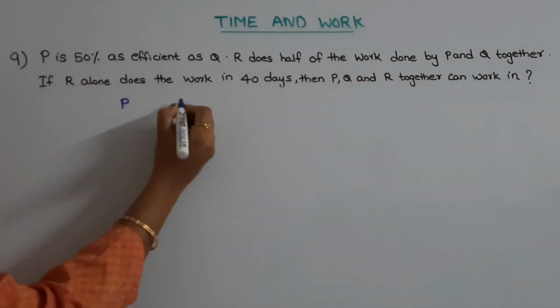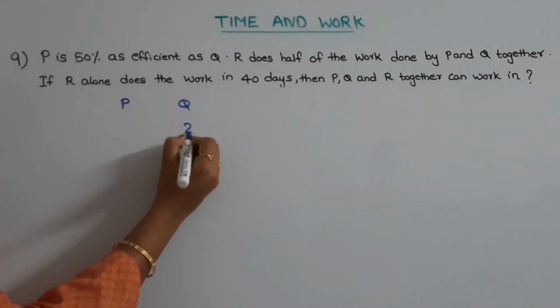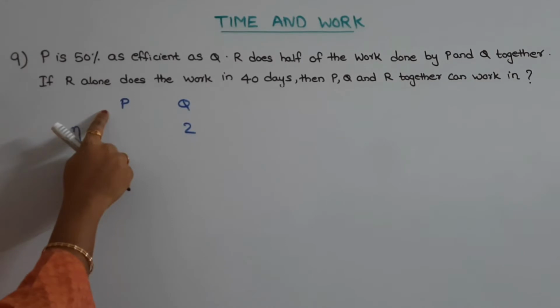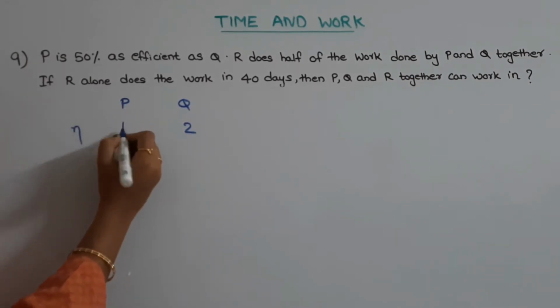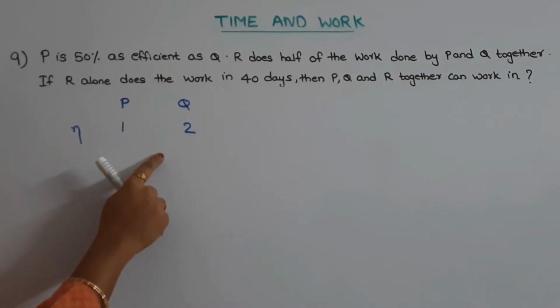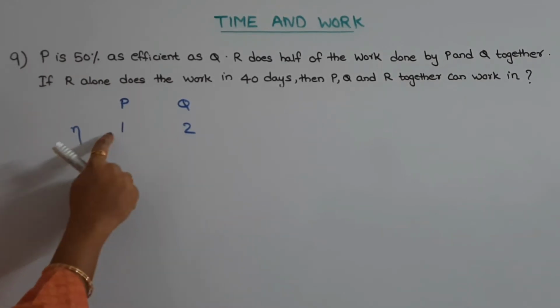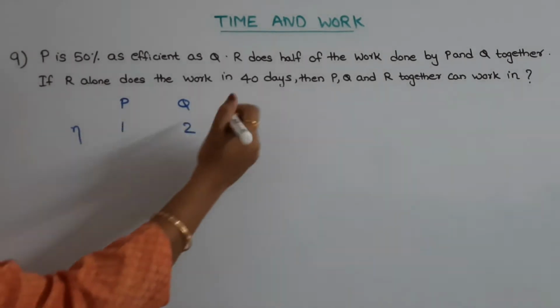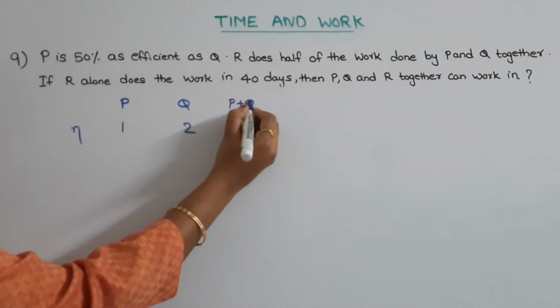So let us assume the efficiency of Q as 2. If efficiency of Q is 2, efficiency of P will be equal to 1, since it is given that P is 50% as efficient as Q. 50% of 2 is 1. If efficiency of P is 1 and efficiency of Q is 2, efficiency of P and Q together will be equal to 3.